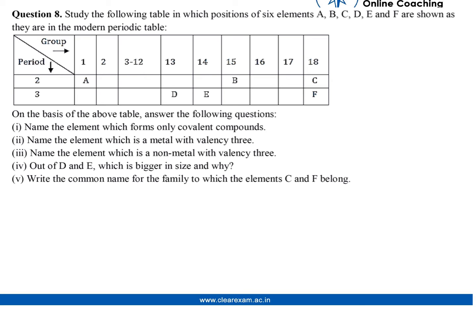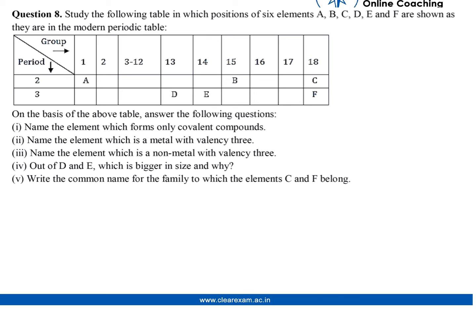The second question is: name the element which is a metal with valency 3. The metal with valency 3 would be from group 1, period 2, which will be lithium, that can form but that has a valency of 3. Now the element which is a non-metal and has valency 3 would be nitrogen.